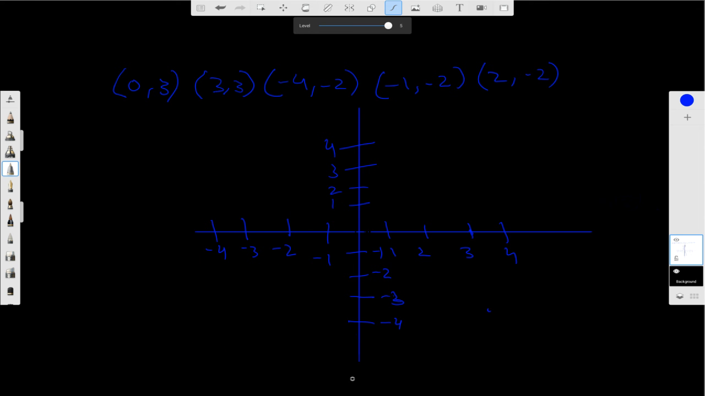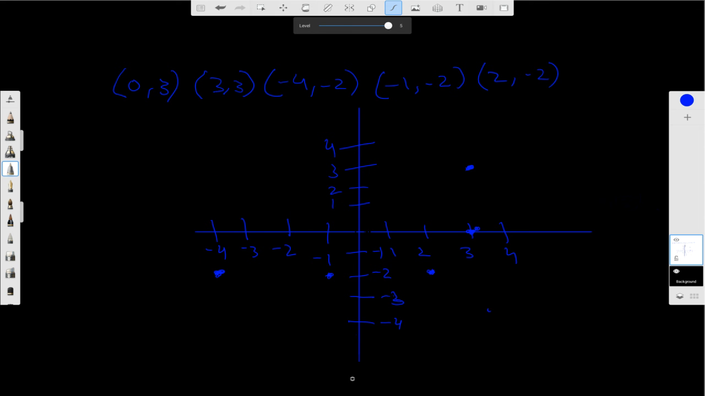Okay, so we got one right here. That looks messed up. We got one right here. Okay, then we got a -4 and a -2. So that would be right along here, somewhere here. Then we got a -1 and a -2. That's going to be somewhere along here. And we got a 2 and we got a -2. So I would say that's going to be somewhere around there.